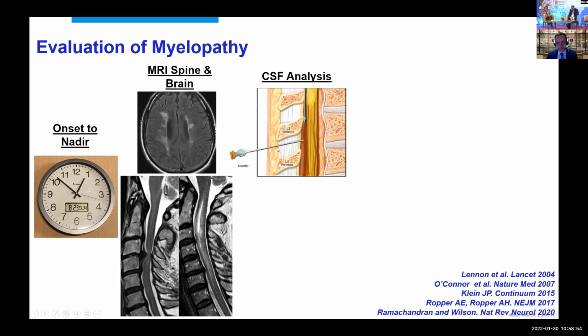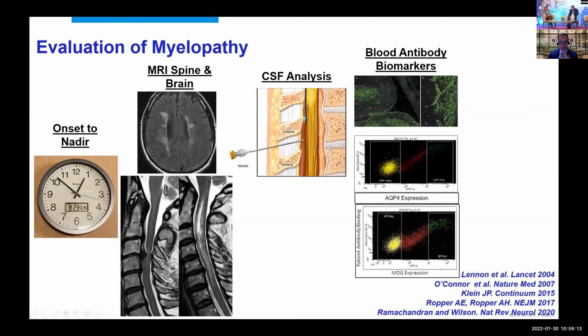And just to mention here that the CSF can also be useful. We use the CSF to look for inflammatory cells. We also use it to look for oligoclonal bands, which can be a marker of multiple sclerosis. And we also can use the CSF to look for infections or to look for cancer cells. So CSF analysis is going to be key in every patient with myelopathy.